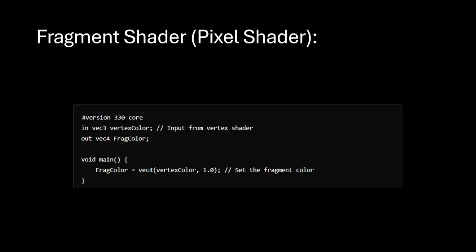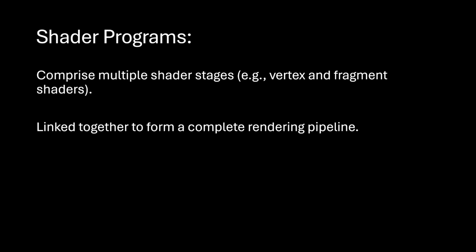Next one is the fragment shader. This is the code for the fragment shader. The fragment shader handles the per-pixel color and texture calculations and determines the final color of each pixel. Now, shader programs comprise multiple shader stages like vertex and fragment shaders and are linked together to form a complete rendering pipeline.